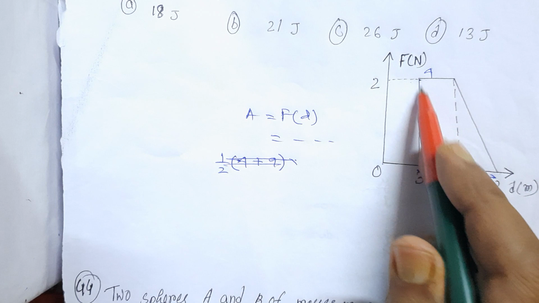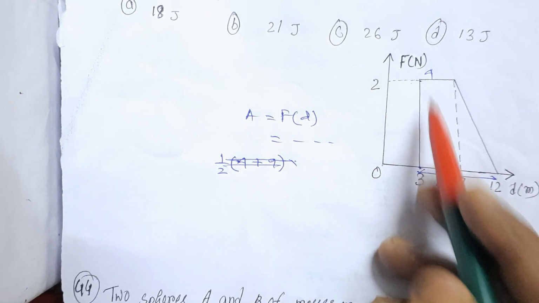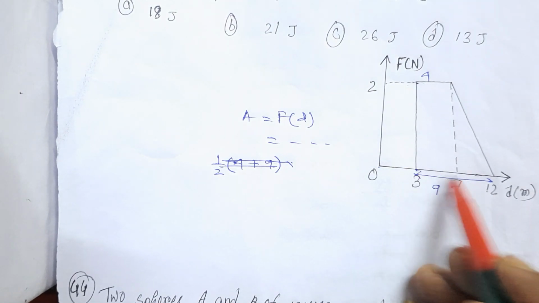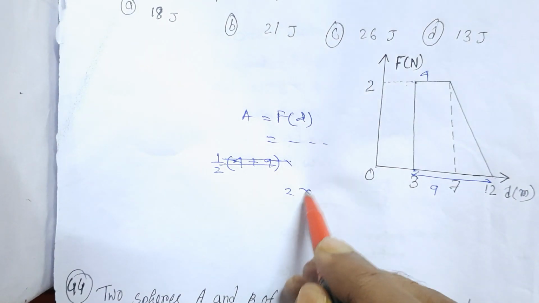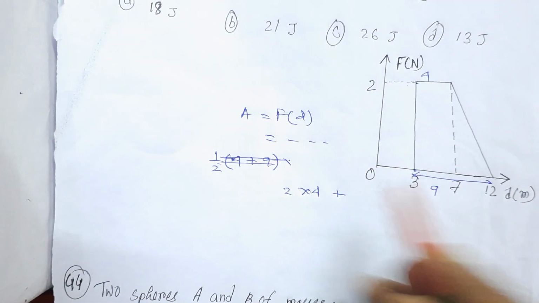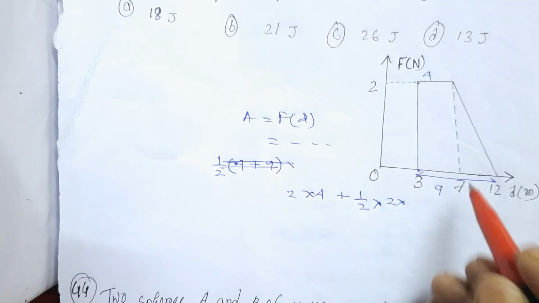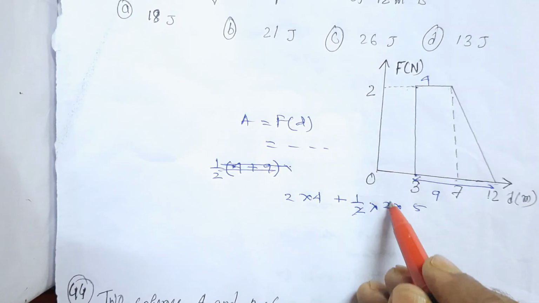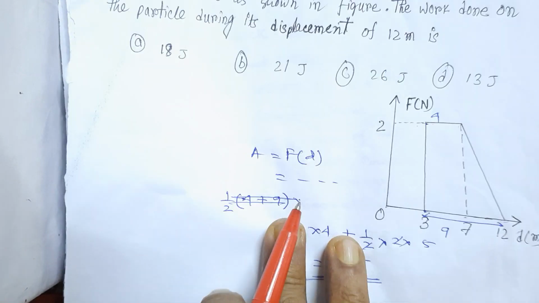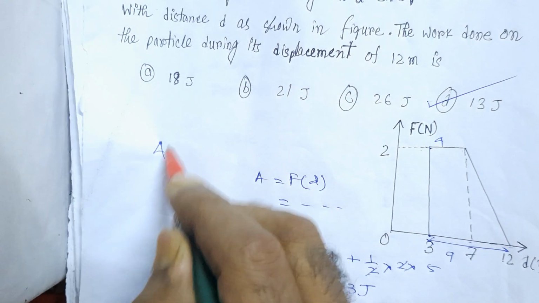Here you have a rectangle having sides 2 unit and 4 unit. So 2 into 4 is 8 unit, plus the area of the triangle, half into base 2 unit and height 5 unit, that is 5. 8 plus 5 is 13 joule. So the answer is 13 joule. So the correct answer to question number 43 is D.